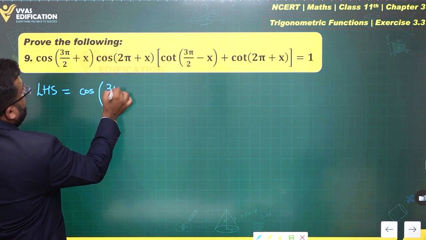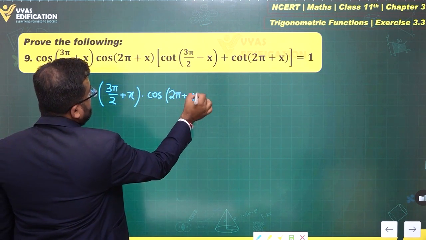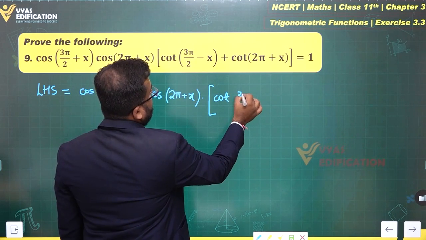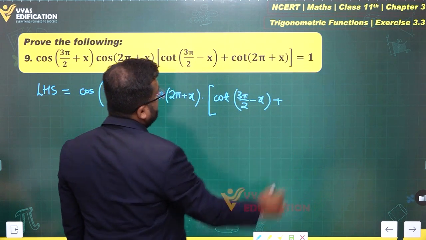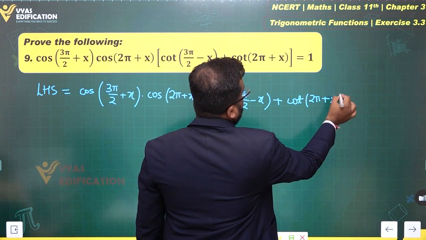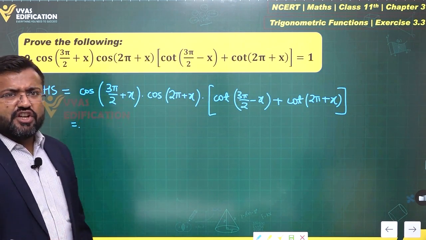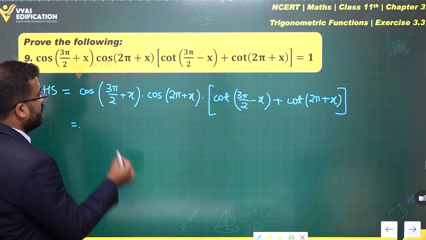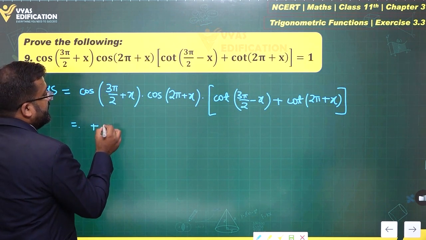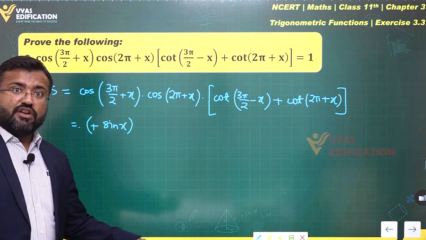Cos 3 pi by 2 plus x is what we require, times cos of 2 pi plus x, and in the bracket what you have is cot 3 pi by 2 minus x plus, what is this? This is cot of 2 pi plus x. That's what you have, right? So let's take a look at this. Cos 3 pi by 2 plus x, we are actually looking at the fourth quadrant over here. In the fourth quadrant, cos is supposed to be positive, but since this is 3 pi by 2, that is odd multiple of pi by 2, cos will convert in terms of sine. So this is equal to plus sine x, right? Using concepts of allied angles.